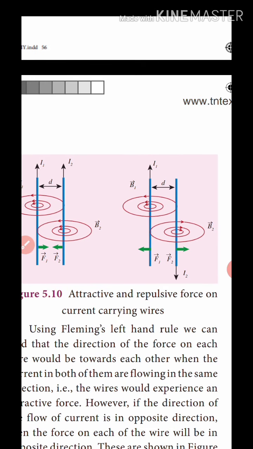So we have seen that a current carrying conductor has a magnetic field around it. If we place another conductor carrying current parallel to the first one, the second conductor will experience a force due to the magnetic field of the first conductor. Similarly, the first conductor will experience a force due to the magnetic field of the second conductor. These two forces will be equal in magnitude and opposite in direction.